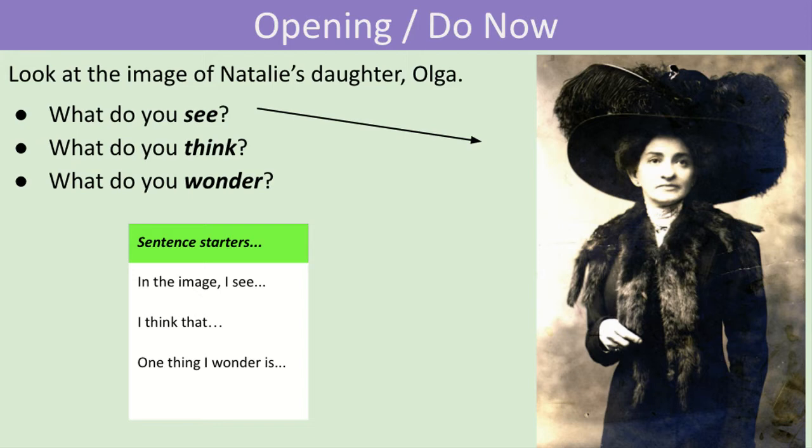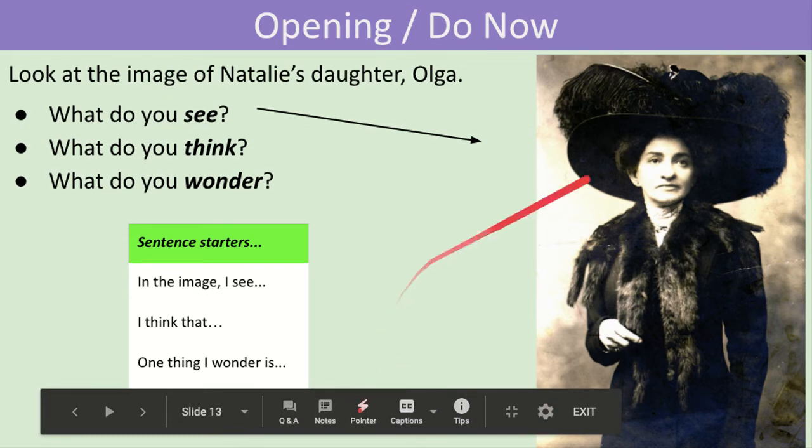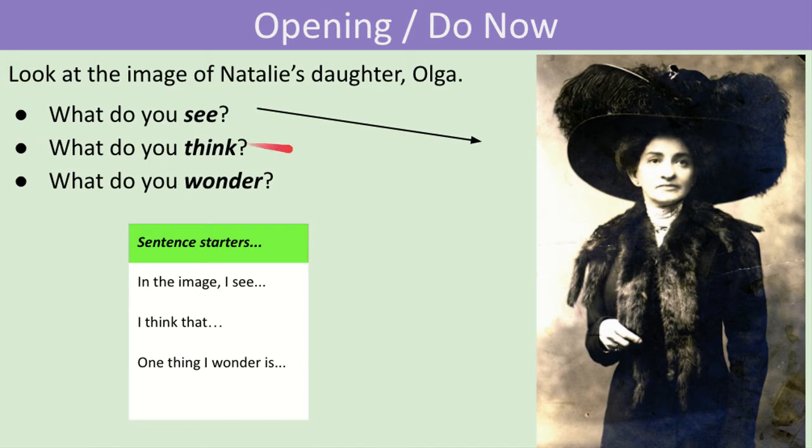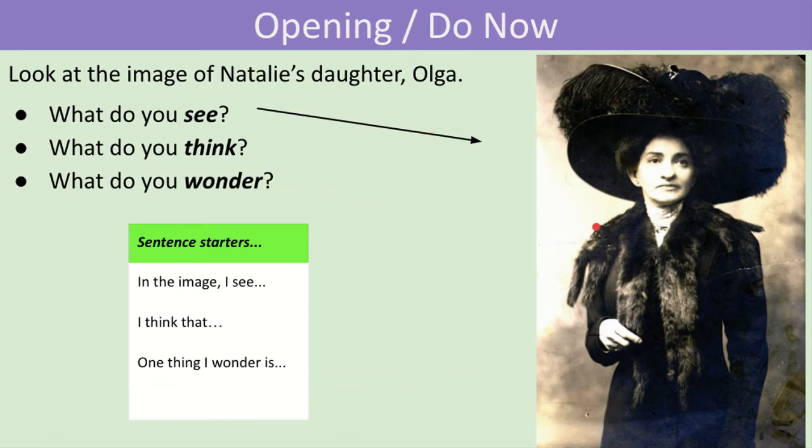So the first thing we're going to do is we see a picture here. We learned last lesson about Natalie Gumpertz. This is her daughter, Olga. So we're going to write some sentences. What do you see in this photo of Natalie? What do you think might be going on here? What is something that you observe or can predict? And what do you wonder about this photo of Natalie? So go ahead and pause the video here and write those sentences down where your teacher would like you to write them. Okay, let's move on.